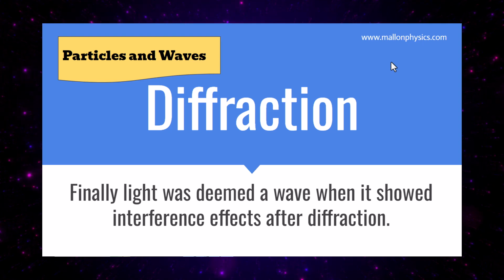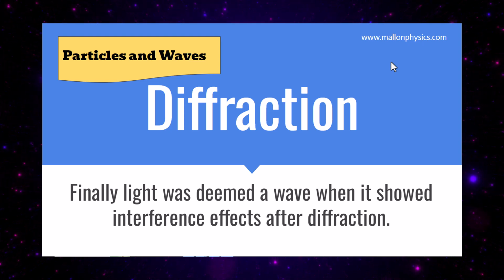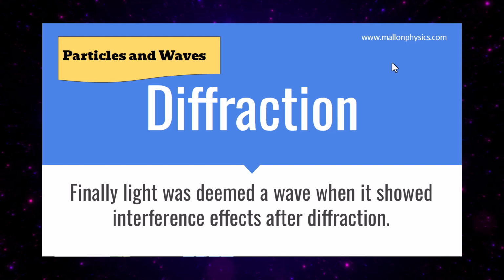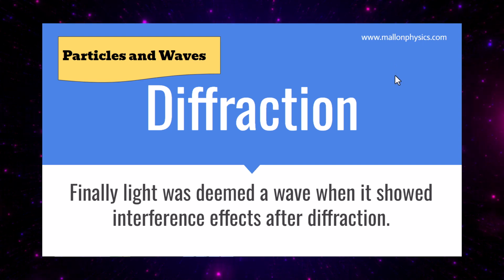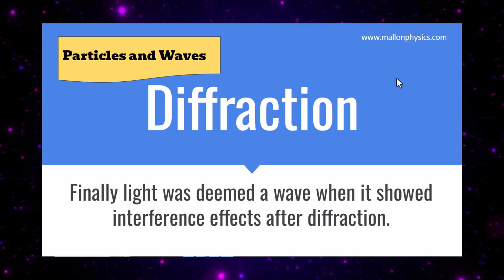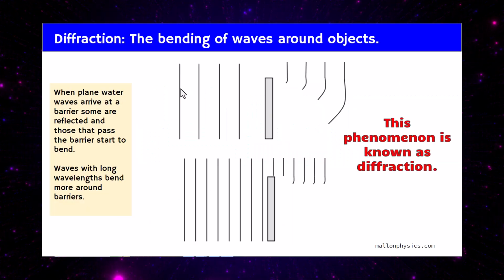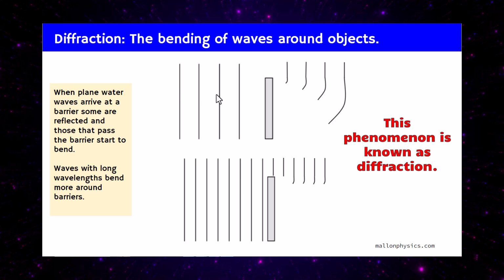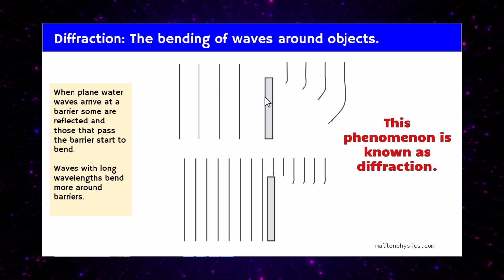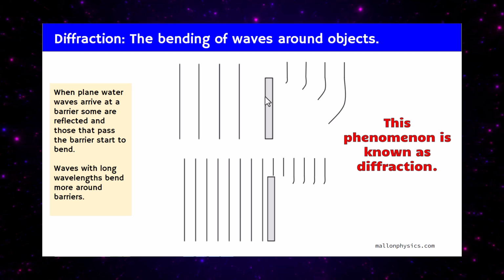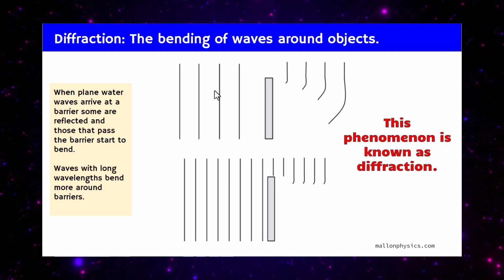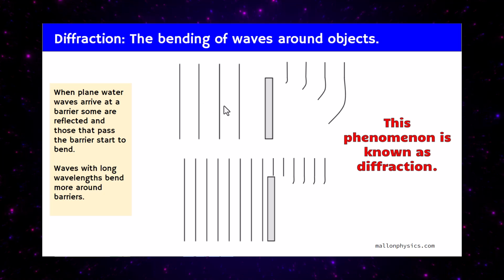Particles and waves, diffraction. Finally, light was deemed a wave when it showed interference effects after diffraction. Let's take a close look at diffraction. Here we have a barrier, and we're looking down on these wave fronts heading towards the barrier. Imagine yourself hanging from a hot air balloon looking down onto the beach, and here are the plane waves heading towards the barrier.